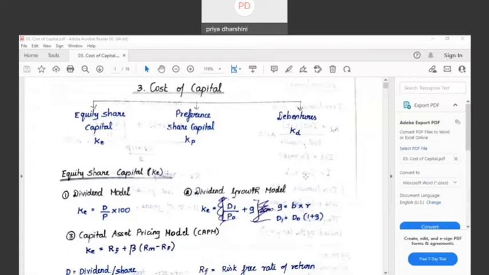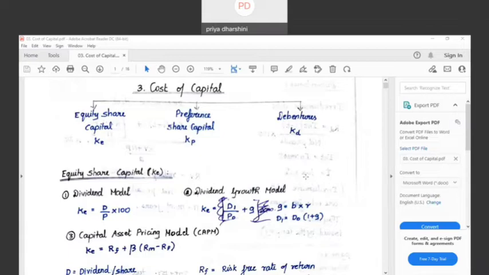Every organization has to raise capital to carry on its business. Correct? While raising capital, such capital can be in the form of equity, preference, or debentures. There is a cost associated with every form of capital which is raised. What is the cost of capital? That cost, for equity, you call it the cost of equity. For preference share capital, you call it the cost of preference shares. And for debentures, you call it the cost of debt.